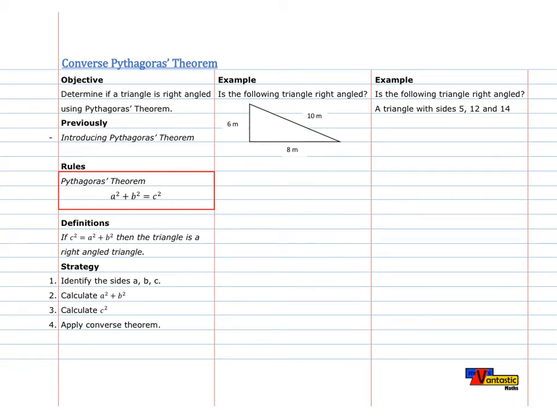Hi, this is Mr. V, and in this video we're going to learn how to use the converse of Pythagoras' theorem to figure out if a triangle is right-angled or not.